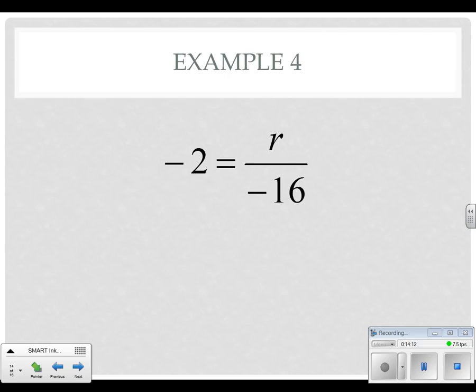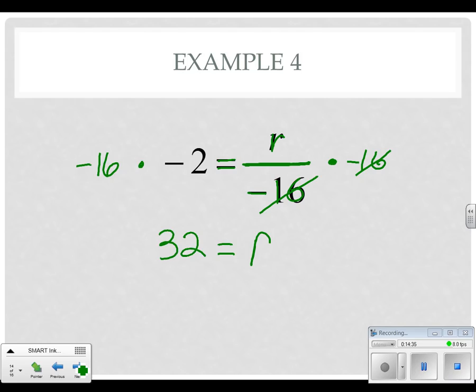Another problem, -2 is the same as r divided by -16. We want to get the r alone on the right side of the equal sign. We got to get the opposite of division, multiply. You multiply whatever we're dividing by. Whatever you do to one side, you do to the other. This simplifies to 1, so you have 1r. A negative times a negative gives you a +32.